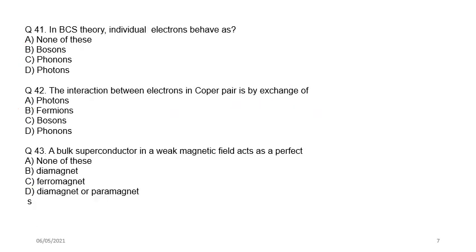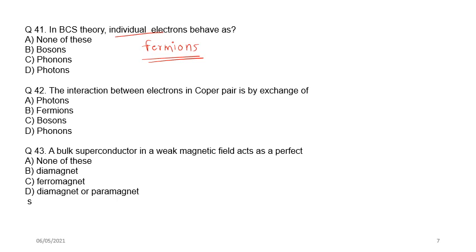Let's see the next question. In BCS theory, individual electrons behave as fermions. Even in BCS theory, individual electrons behave as fermions, but whenever there are Cooper pairs, the pair behaves as a boson.